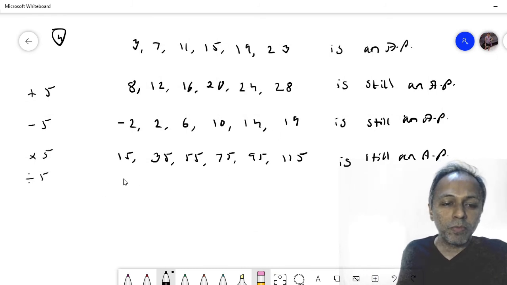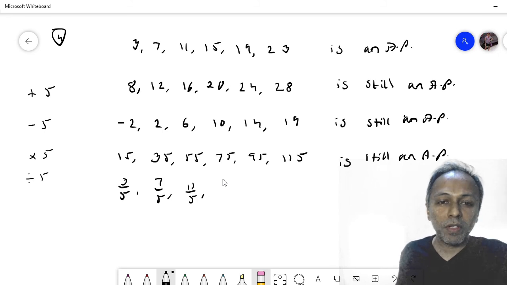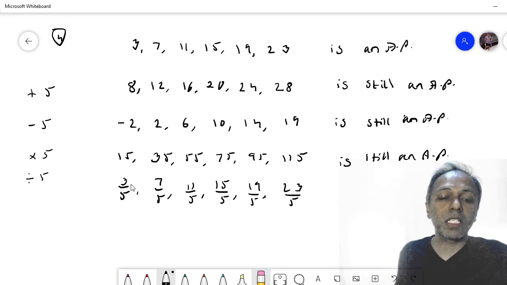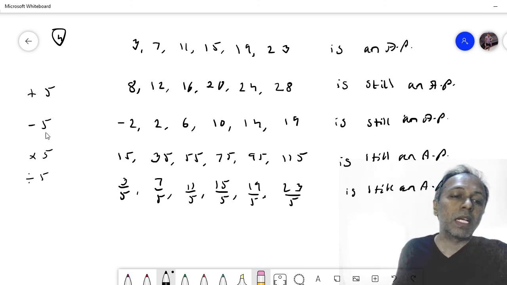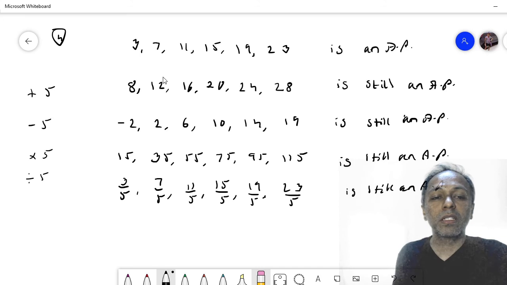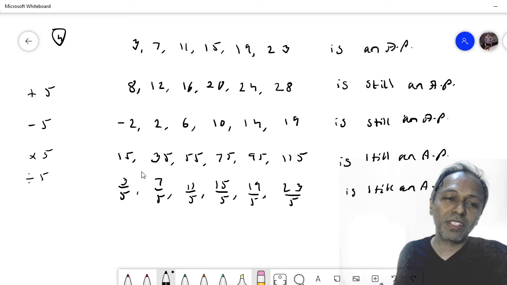Let's divide by 5 and check. So 3 by 5, 7 by 5, 11 by 5, 15 by 5, 19 by 5, and let's write, say, one more, 23 by 5. Let's get the common difference. 7 minus 3 is 4 upon 5. 11 minus 7 is still 4 upon 5, is still an AP. So we are concluding addition, subtraction, multiplication or quotient, that is division, if done to an AP, the new sequence of numbers is still an AP.